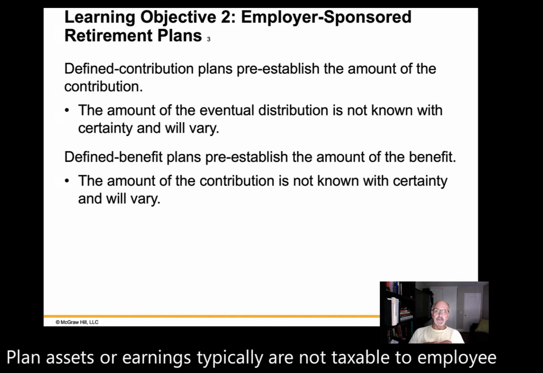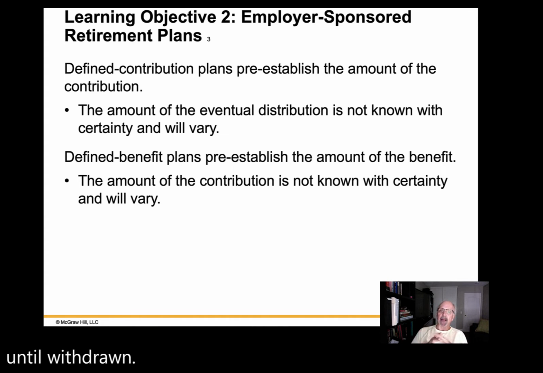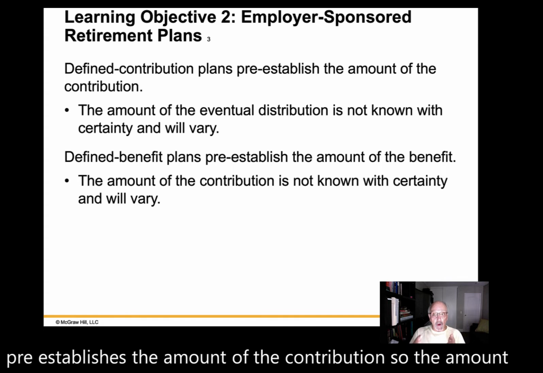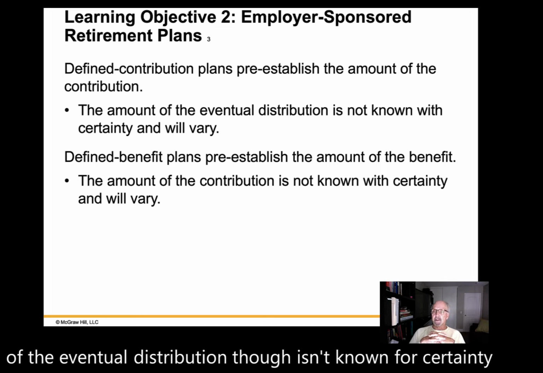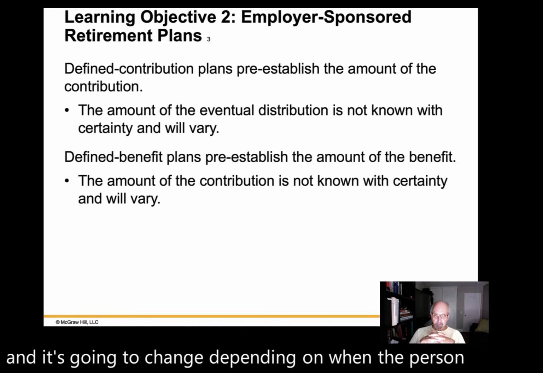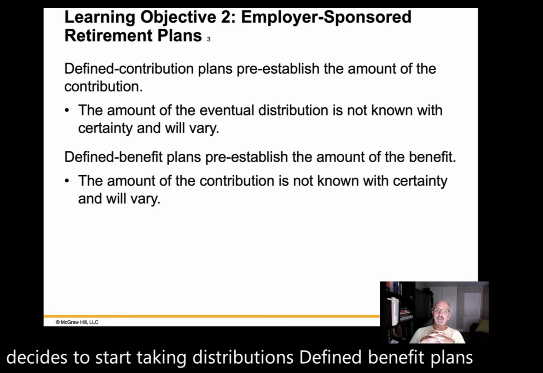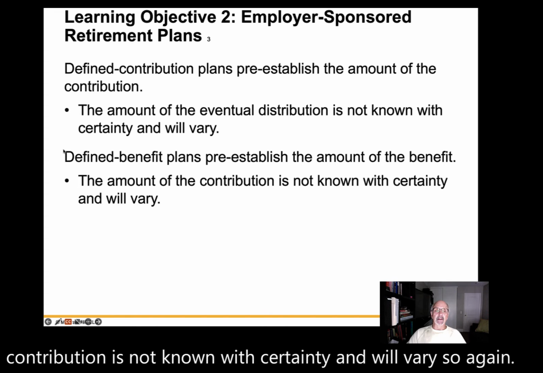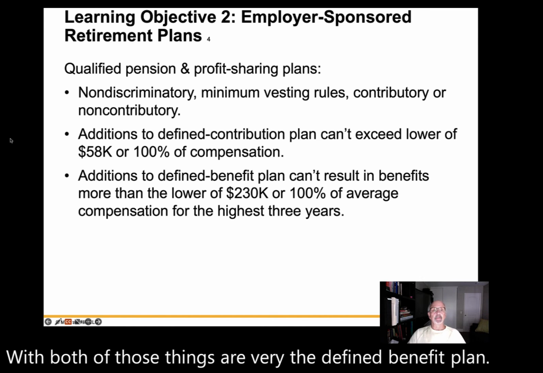The defined contribution plan is your 401k. It pre-establishes the amount of the contribution. So the amount of the eventual distribution, though, isn't known for certainty, and it's going to change depending on when the person decides to start taking distributions. Defined benefit plans, that's your more traditional pension plan. The amount of the contribution is not known with certainty and will vary. So again, both of those things are varied. The defined benefit plan is the pension plan. That typically comes from the employer.